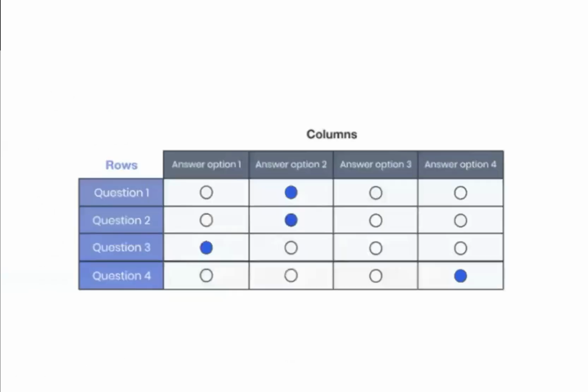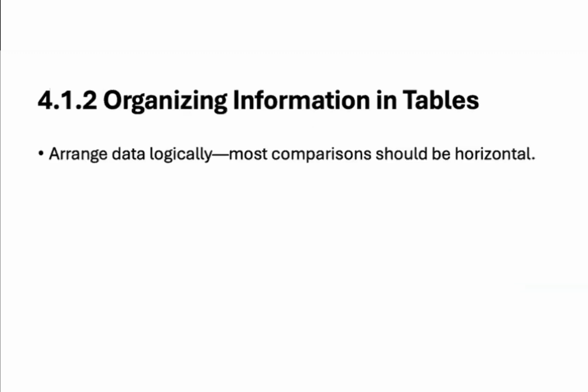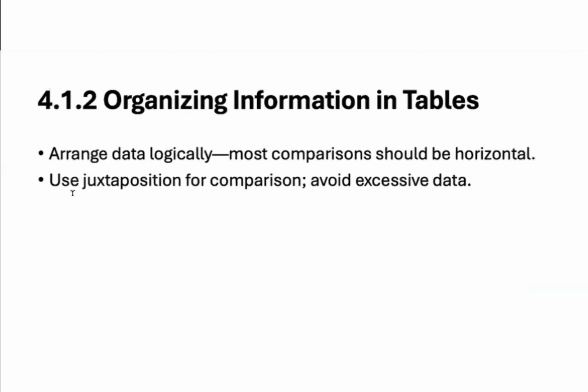All right, so this is an example of a matrix. You've got symbols. It's not numerical data that you're comparing. So that's an example of a matrix. 4.1.2, organizing information in tables. You want to arrange data logically. Most comparisons should be horizontal. And as I mentioned in that example, you want to use juxtaposition. Put the columns that you're comparing next to each other so that you can help the reader that way.